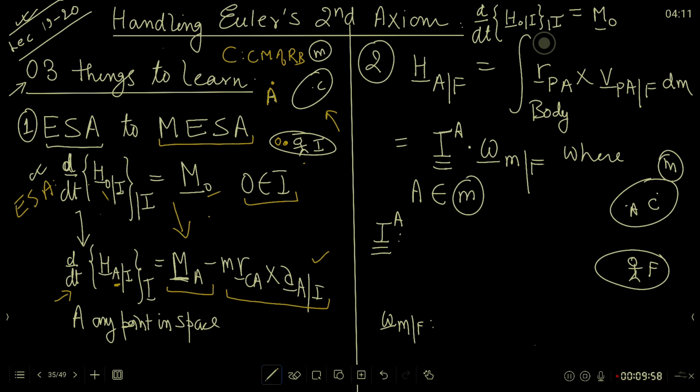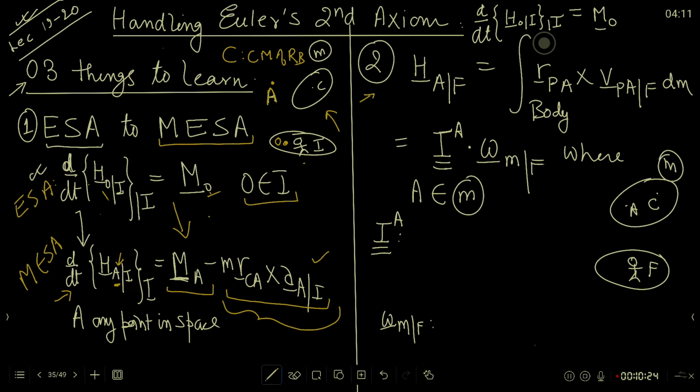So you do get freedom from O and you have a point of your choice, but as you do this, you should accommodate one more additional term in the equation. And indeed, this equation is called MESA. Alright, this is the first thing we learned.